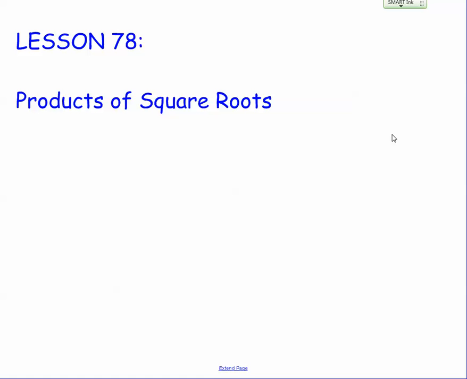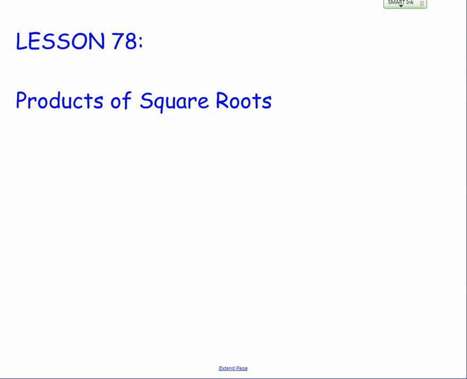Lesson 78 deals with products of square roots. So we've seen square roots a lot in our bell work, a lot. We've worked with them from time to time in the Pythagorean theorem. And last week we had a lesson on simplifying square roots. So we're going to reintroduce it again today and learn another property.